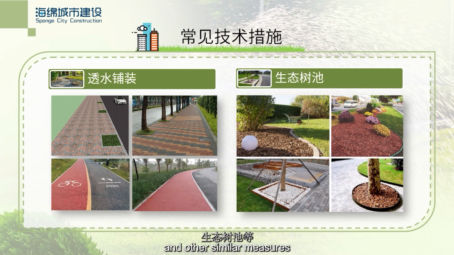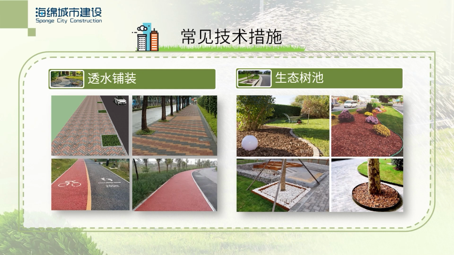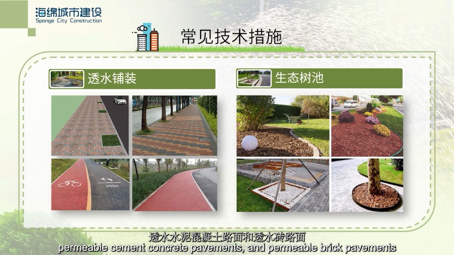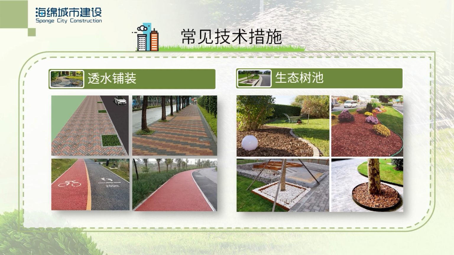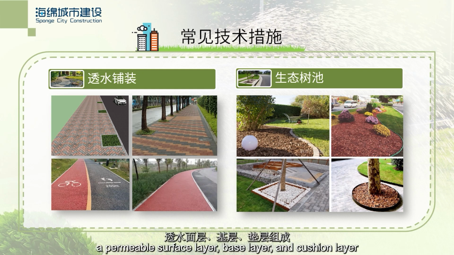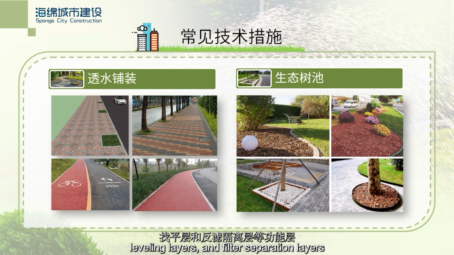Sponge City construction facilities and techniques suitable for roads include permeable paving, ecological tree pits, and other similar measures. Permeable pavements can be classified by surface materials into permeable asphalt pavements, permeable cement concrete pavements, and permeable brick pavements. The structural layer of permeable pavements should consist of a permeable surface layer, base layer, and cushion layer, including sealing layers, leveling layers, and filter separation layers.